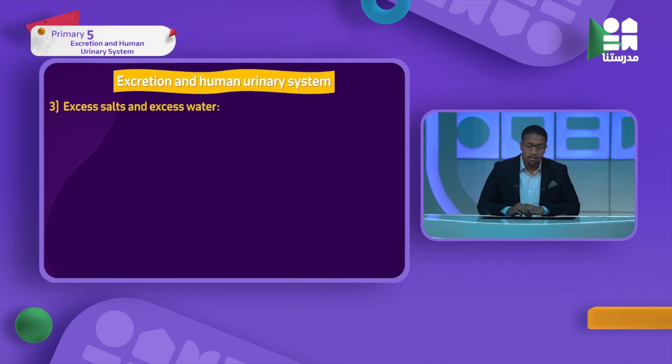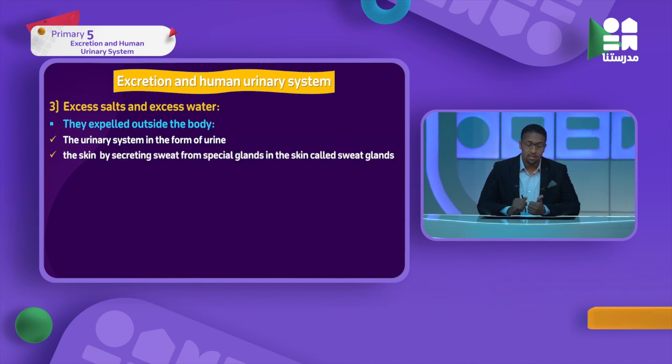Excess salts and excess water are expelled outside the body through the urinary system in the form of urine. And there is another organ that helps. It is the skin, by secreting sweat from special glands in the skin.